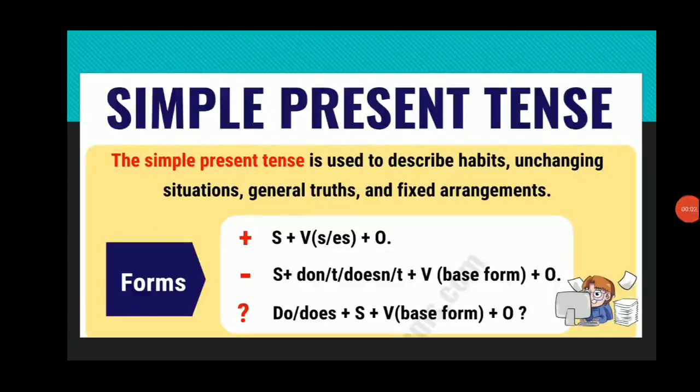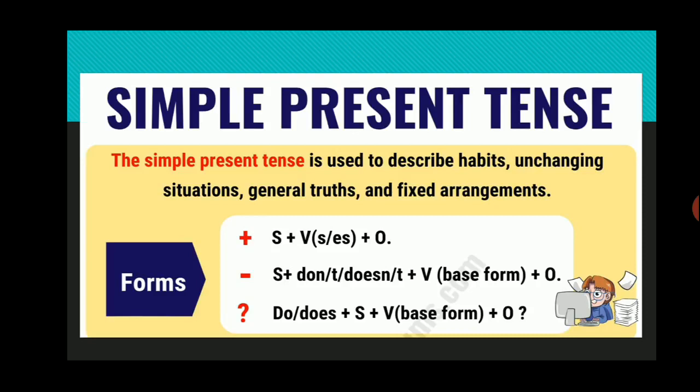Let's take a look at the definition and formula of simple present tense. First, look at this definition. Simple present tense is used to describe habits, unchanging situations, general truths, and fixed arrangements. Let's talk about it one by one. Describe habits means something that you do regularly. Habits in Indonesian is kebiasaan. Unchanging situation means that something doesn't change at all.